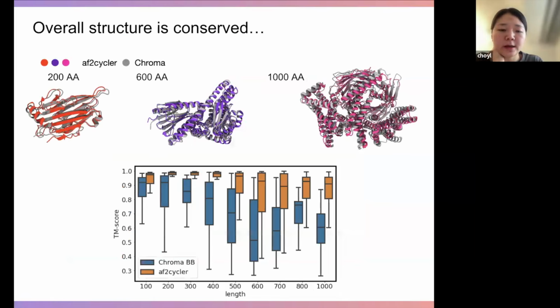And after you repeat this, the cool thing happens. As you can see in the top part, the gray structure is the original Chroma design, and the colored structures are the structures coming out from the AF2 cycler after multiple rounds of redesign and structure prediction.